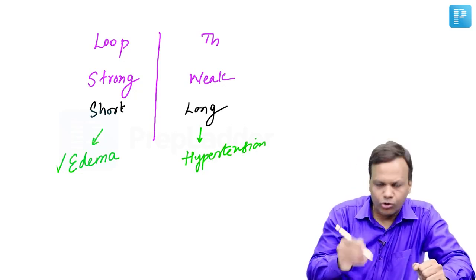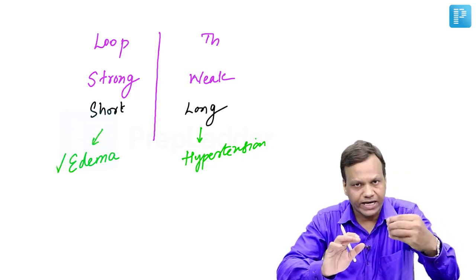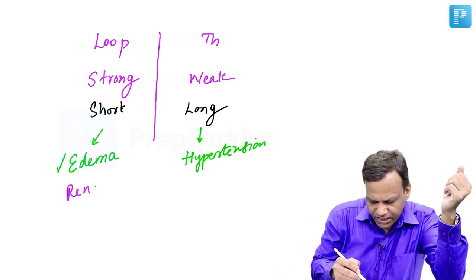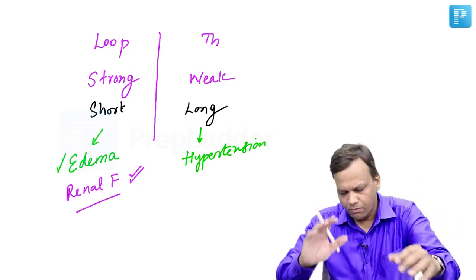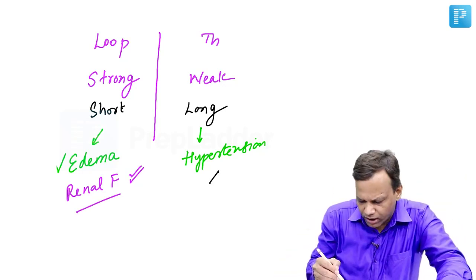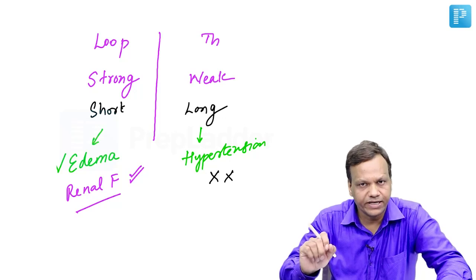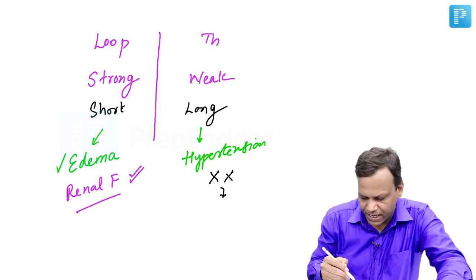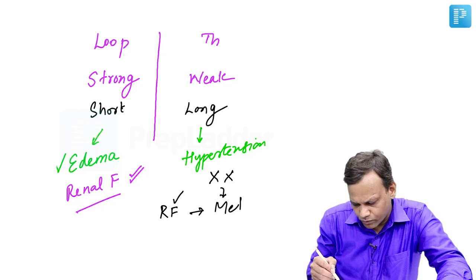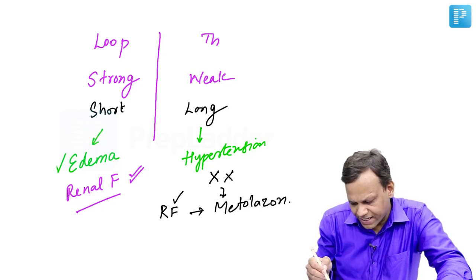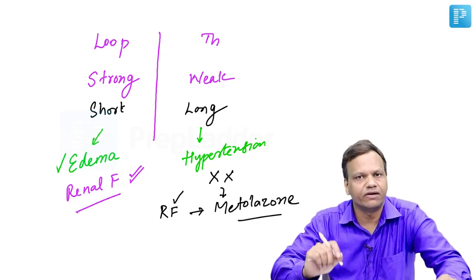Now, second thing, loop diuretics are usually effective even in the presence of renal failure. So if there is kidney failure, loop diuretics remain effective, but most of the thiazides are not effective in the presence of renal failure. The only important thiazide which is effective in renal failure is metolazone. So if we have to use a thiazide, it should be metolazone in renal failure.